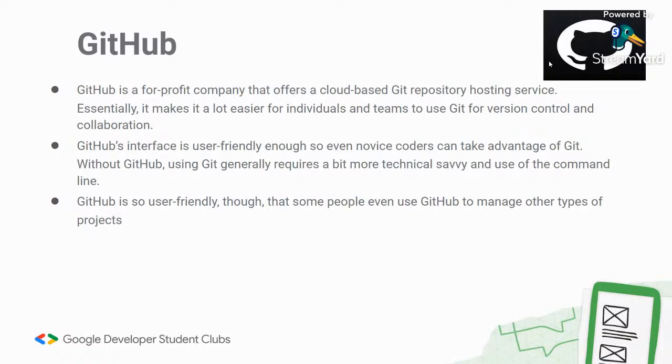Okay, guys. So we talked a lot about Git and GitHub, and I'm pretty sure you must know what GitHub is by now. GitHub is a for-profit company that offers a cloud-based Git repository hosting service. Essentially, it makes it a lot easier for individuals and teams to use Git for version control and collaboration. I have explained everything in the previous parts, right? And Aditya did his part too.